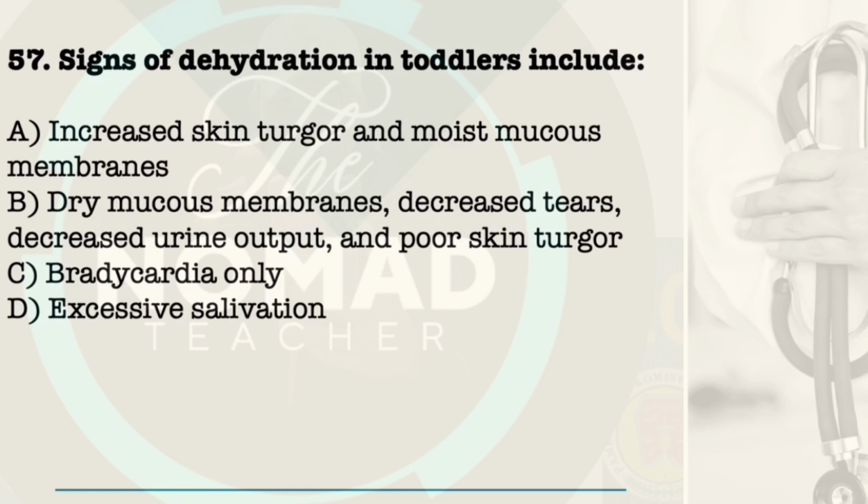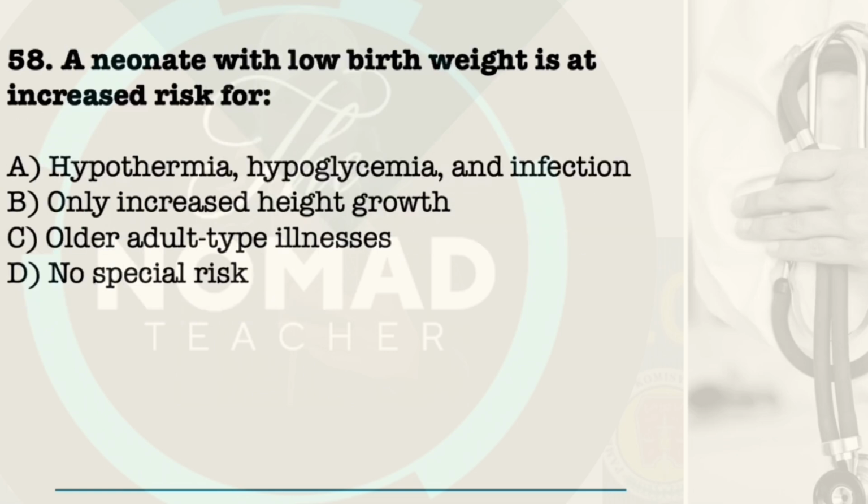57. Signs of dehydration in toddlers include: A. Increased skin turgor and moist mucous membranes. B. Dry mucous membranes, decreased tears, decreased urine output, and poor skin turgor. C. Bradycardia only. D. Excessive salivation.